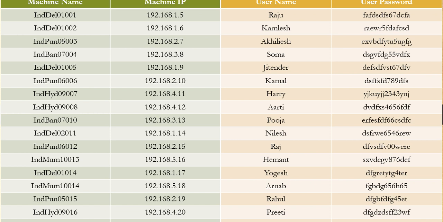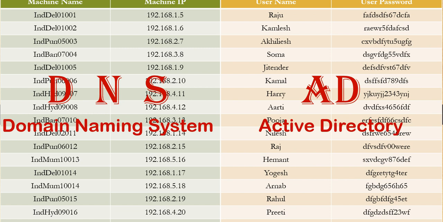Here comes the concept of a domain because Workgroup does not have any centralized repository for sure. A domain does have. A domain consists of two parts. One is DNS and the other one is Active Directory. DNS is Domain Naming System and Active Directory is AD. Domain Naming System is like a digital register which will keep track of machine name and the IP addresses. And Active Directory will keep track of username and the passwords.